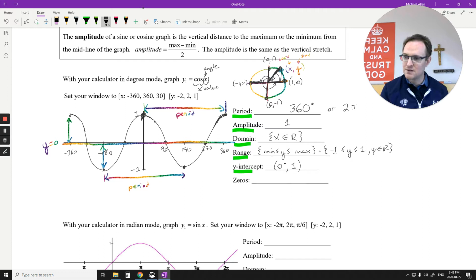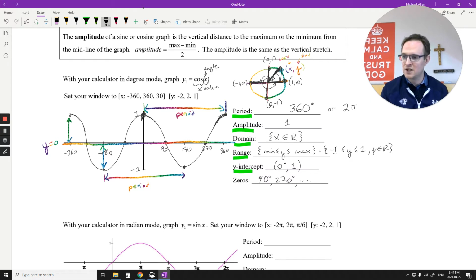My zeros, you notice here, where's it cross? When is my output 0? Well, at 90 degrees. I won't list this off as points here. I'm going to list these off as just 90 degrees, 270 degrees. If my limitation is just this window, I'd also have -90 and -270, but I have a bunch of zeros here.